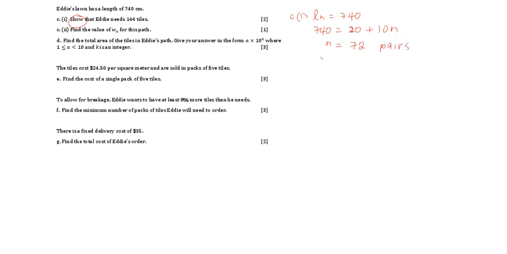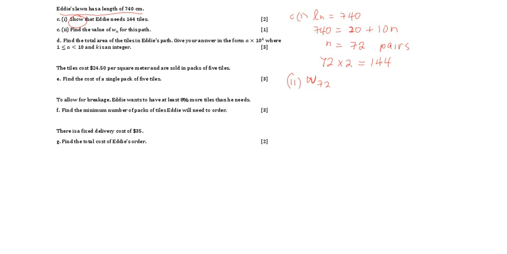So that's 72 times 2 equals 144. Okay, for part 2, find the value of W sub n for this path. So W sub n will be where our n is 72. For this path, we're looking at this.